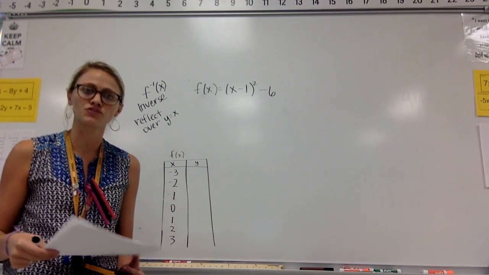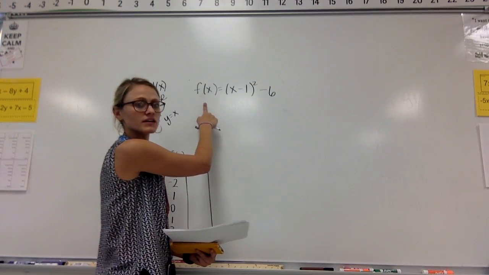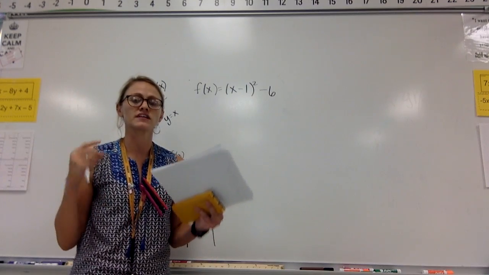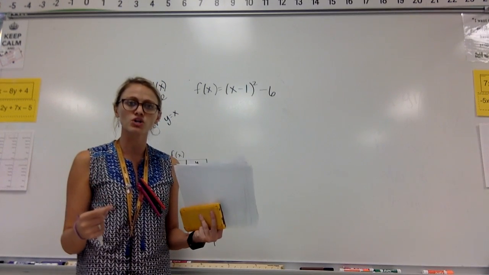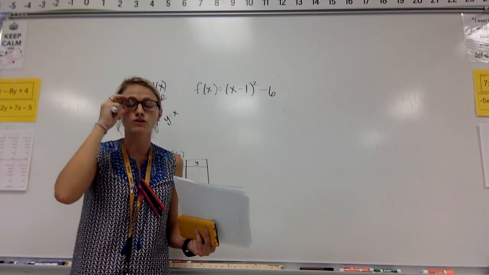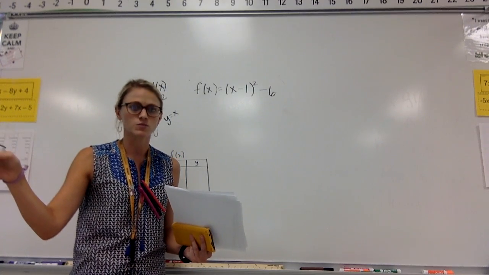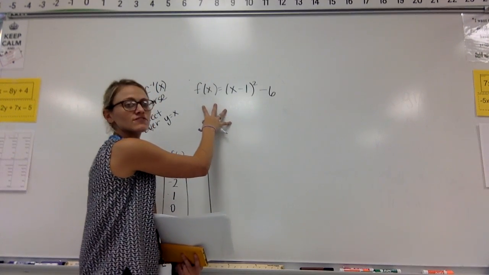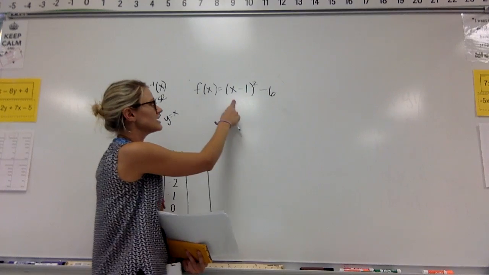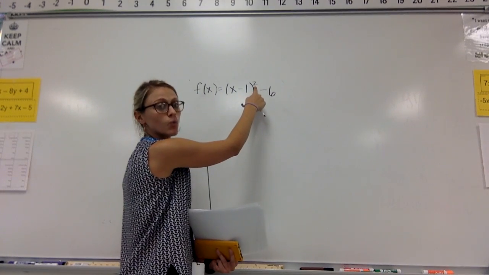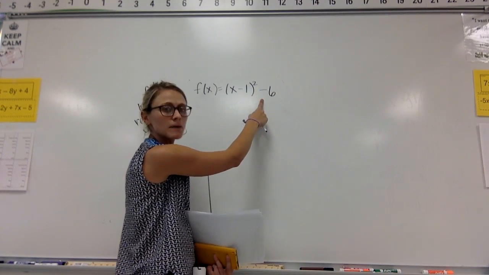So what I want you guys to do for now, I've given you a function. I've given you a quadratic function. That's the first function type that we're going to look at with inverses. We'll move on to a couple more once we've gotten this one down. So for quadratic, I've given you your function: f of x is equal to (x minus 1) squared minus 6.